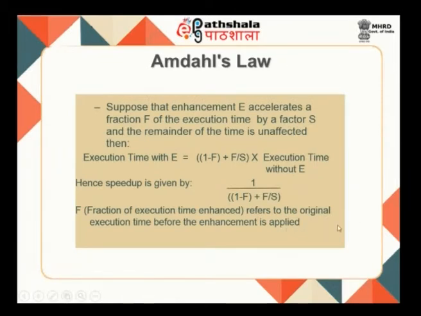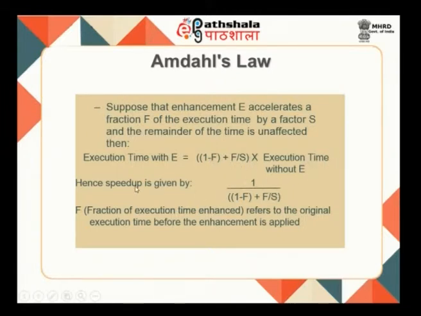Suppose you define an enhancement E that accelerates a fraction f of the execution time by a factor s and the remainder of the time is unaffected. Then the execution time with the enhancement is equal to (1 minus f) plus f by s, times the execution time without E, where f is the fraction of the execution time for which the enhancement is active. For the 1 minus f period, the enhancement is not active, so it is going to have the same execution time, that is, without enhancement. For the remainder of the time, the fraction for which the enhancement is active, the execution time is obtained by f by s, where s is the speedup.